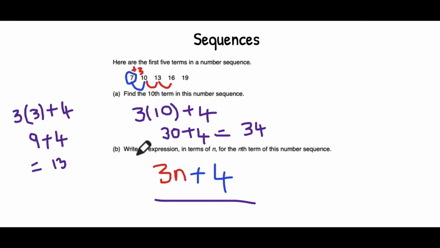Once you have that, you have your nth term formula. If it says write an expression, this is the expression, because you can use it to find any term in the sequence. It is so simple.